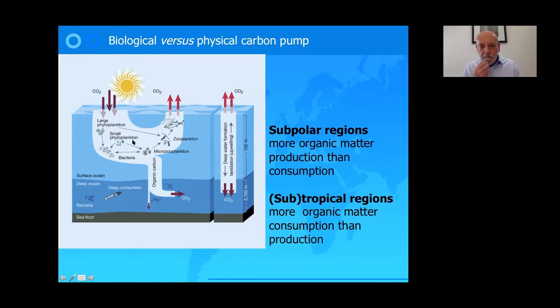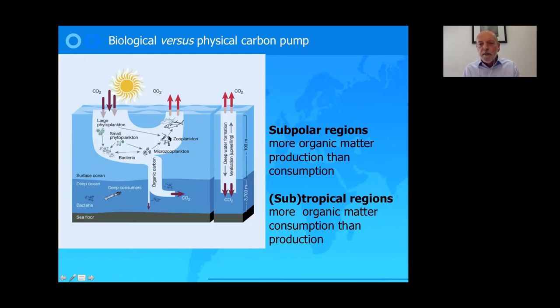So the ocean is not always in complete equilibrium between the uptake of CO2 and the release of CO2. Very productive waters like the North Atlantic take up more carbon dioxide than they release, while the subtropical and tropical oceans are releasing more CO2 than they are taking up. So there is more so-called remineralization.